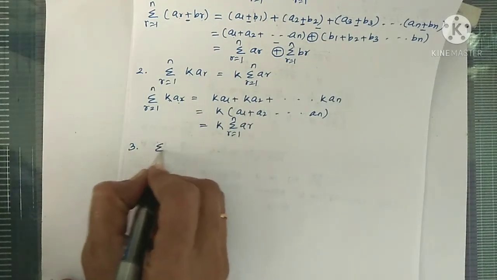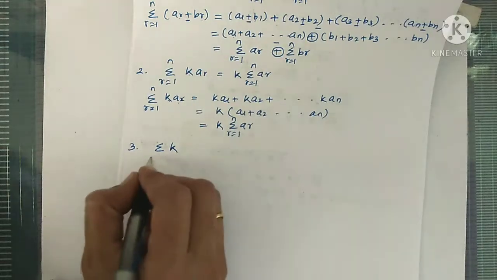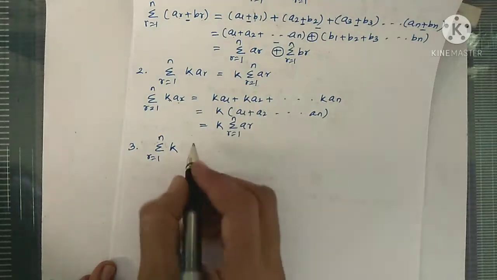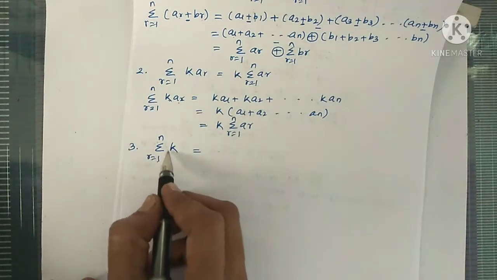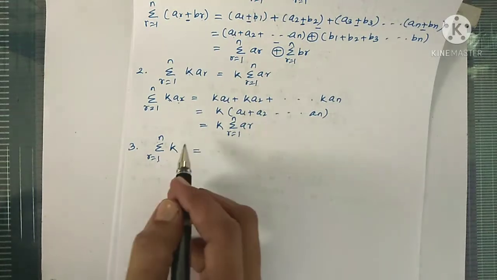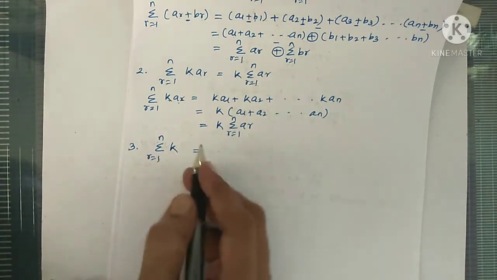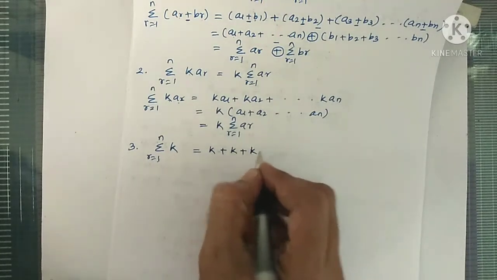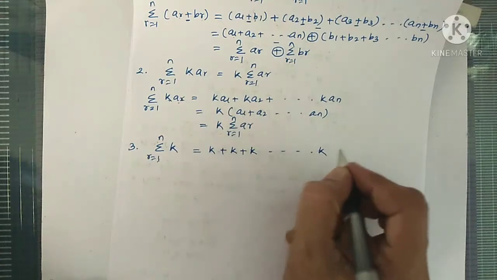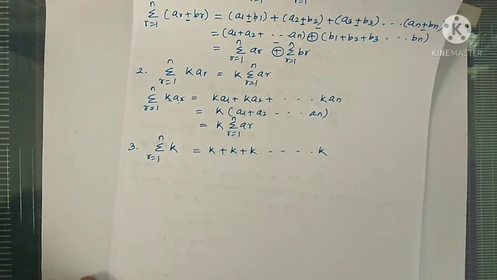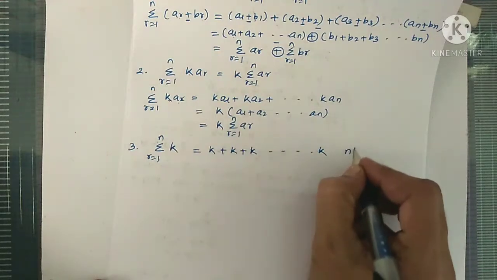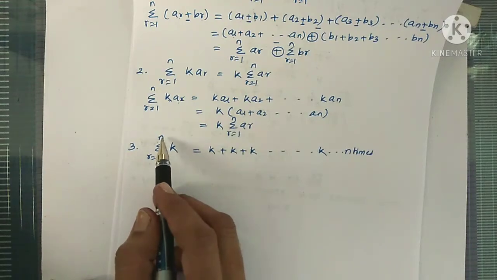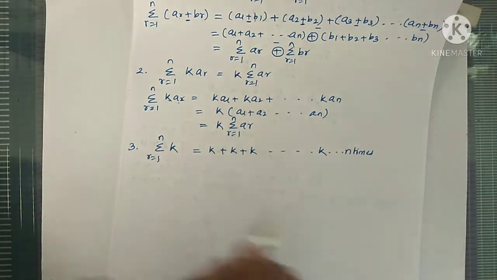Now the third one, if we have only constant here, then what happens? Summation R equal to 1 to n k. Now for R equal to 1, this term doesn't contain R, so where are we substituting that R? So for R equal to 1 we get k only. For R equal to 2 also we get k. R equal to 3 it is k only. And for R equal to n, again k. So how many times have we written k? We have written this n times, as we are substituting R equal to 1 to n. So we have written k n times.